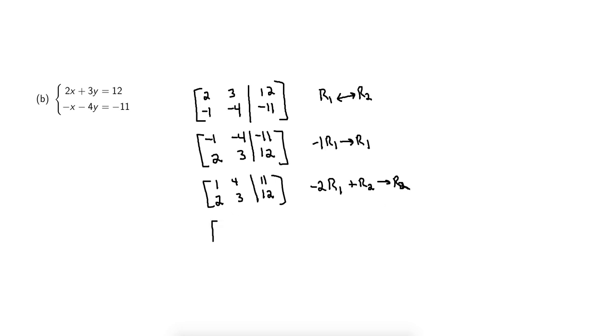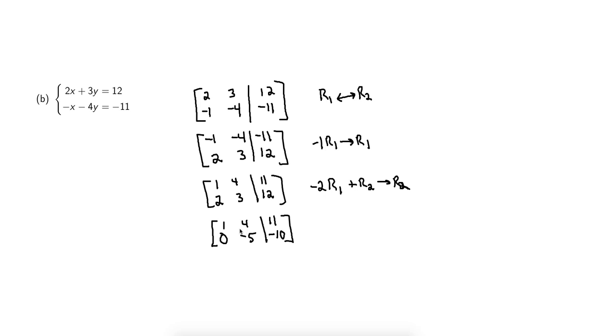So let's see what we get. Well, row number 2 is the one that's going to change. So let's just go ahead and copy row number 1, since nothing's going to change there. So -2 times 1 is -2. -2 plus 2 is 0. -2 times 4 is -8. -8 plus 3 is -5. -2 times 11 is -22. -22 plus 12 is -10. So there we go. All right, so we got this first column, 1 and then a 0 below it, and it should stay that way throughout the remainder of the problem.